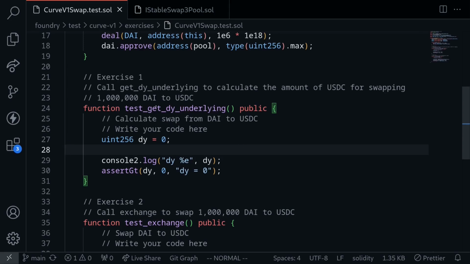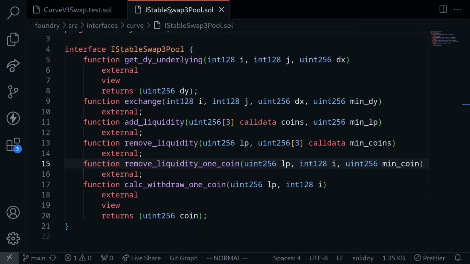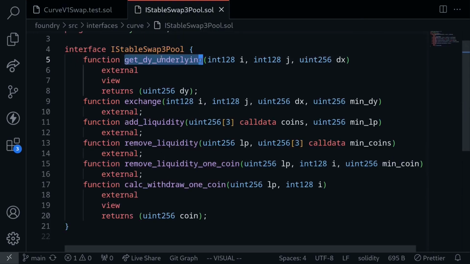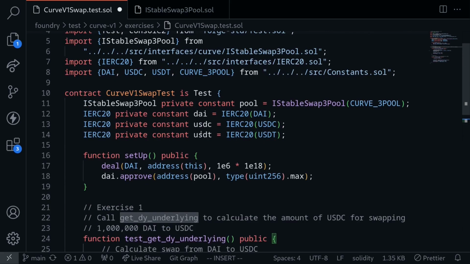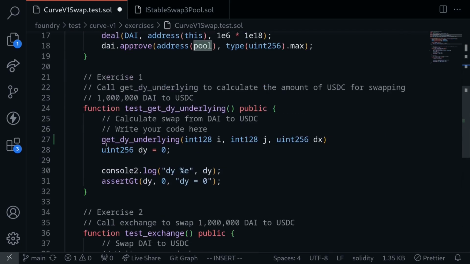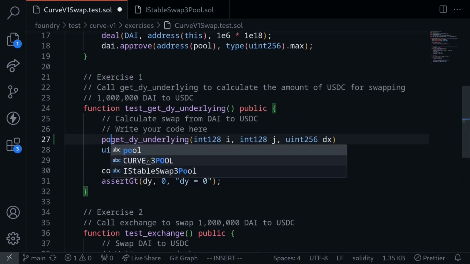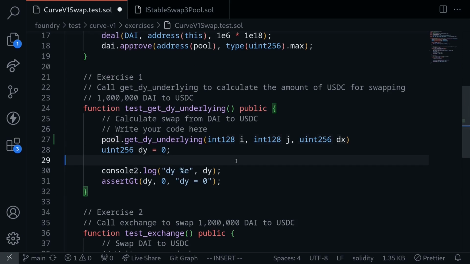Let's go over the solution for exercise 1. Exercise 1 was to call the function get_dy_underlying on StableSwap3Pool. So first, I'm going to check how to call this function get_dy_underlying inside the interface. Here it is. So I'll copy this, and then I'll paste it here. And how do we call the Curve StableSwap3Pool contract? Going up to the setup and above the setup, I can see that the Curve 3pool is initialized as a variable called pool. So the function that we'll need to call here is called pool.get_dy_underlying, and then we'll need to pass in the correct inputs.